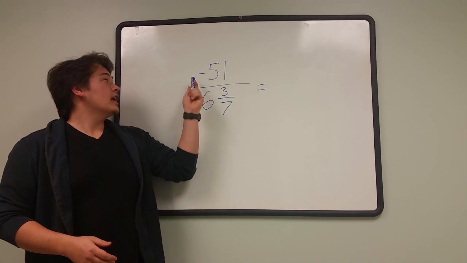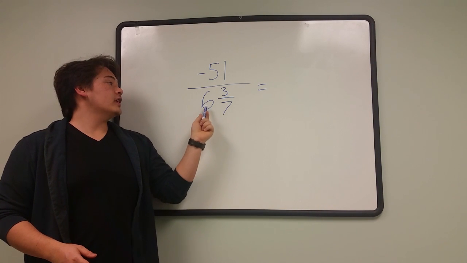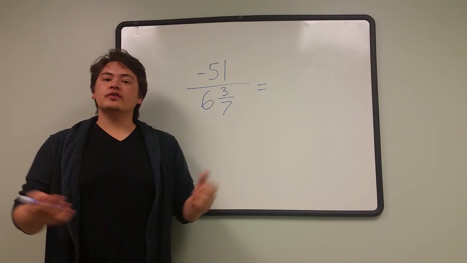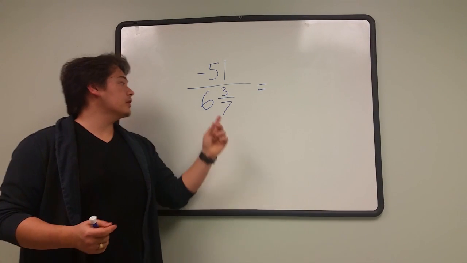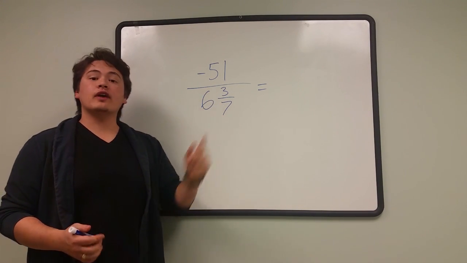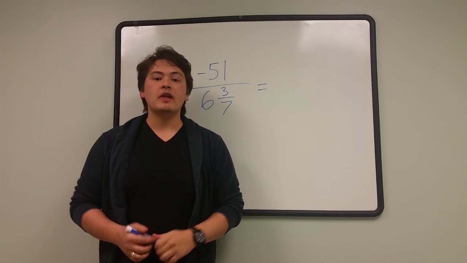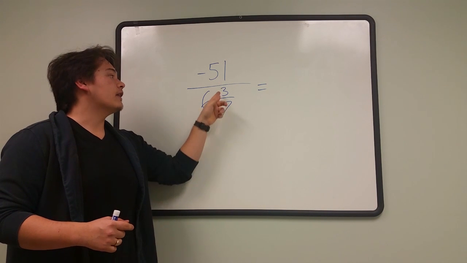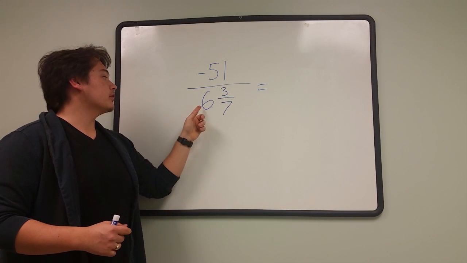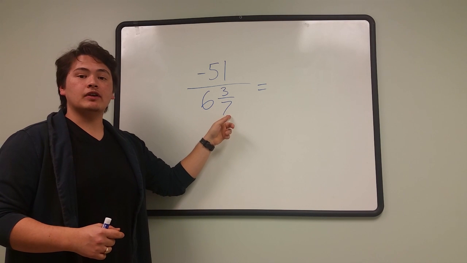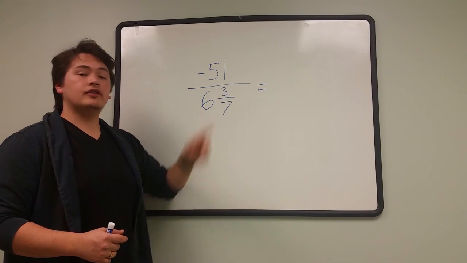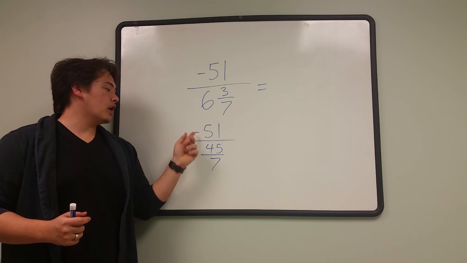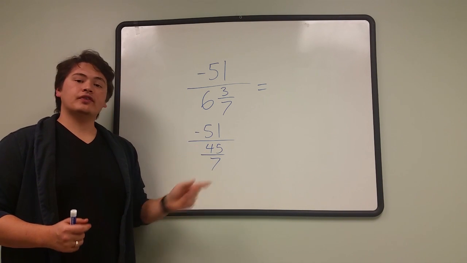This question states, negative 51 over 6 and 3 over 7 is equal to what? So when first starting this problem, I'm going to convert this 6 and 3 over 7 into an improper fraction. I'm going to multiply the whole number by the denominator and then add the numerator. So this is going to be 6 times 7, which is 42, plus 3, which is 45. So now we have negative 51 over 45 over 7.